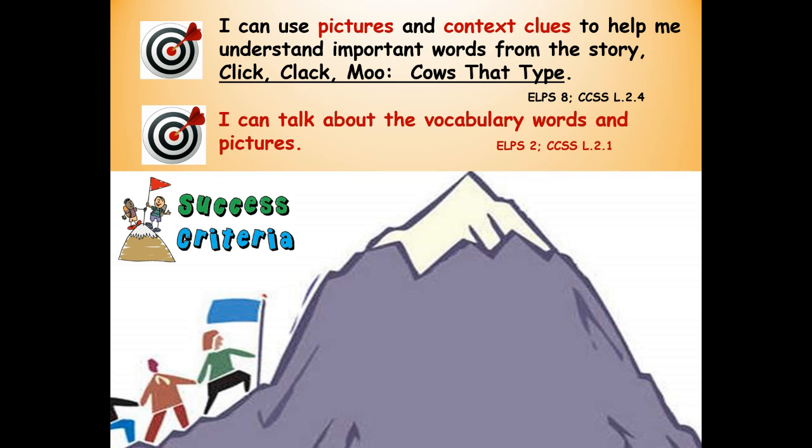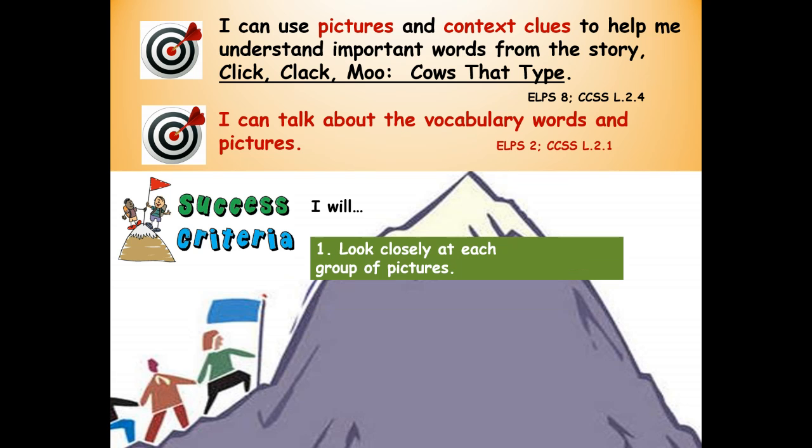Success criteria. That means, how will you know you're successful at using pictures and context clues to help you understand the important words from the story Click, Clack, Moo? And how will you know you're successful about talking about the vocabulary words and pictures? Well, here are our steps to success. And we're going to reach those learning targets one step at a time.